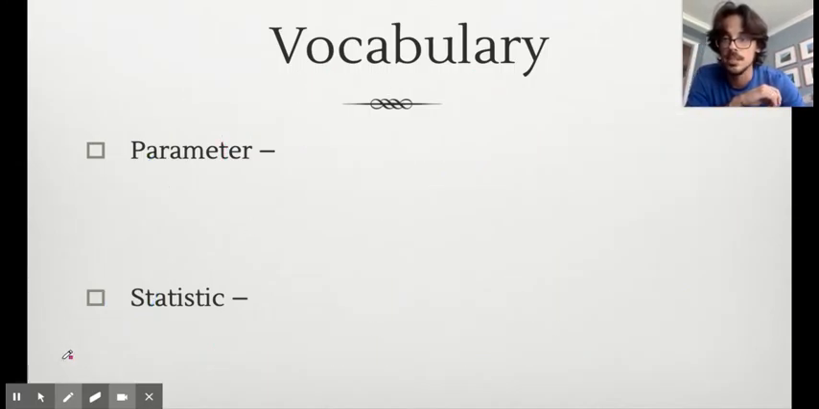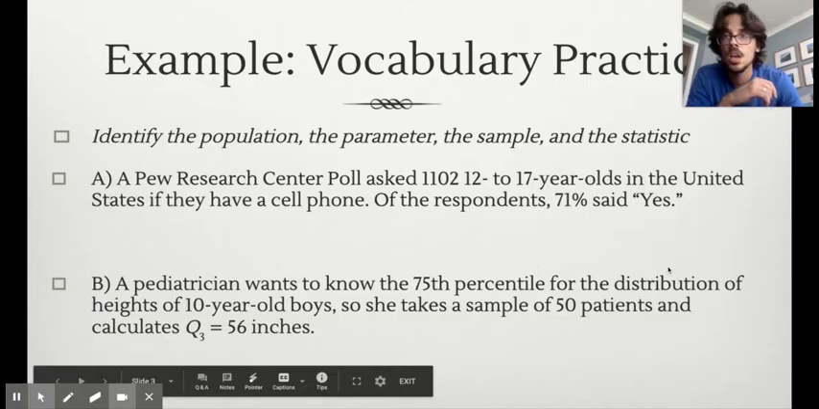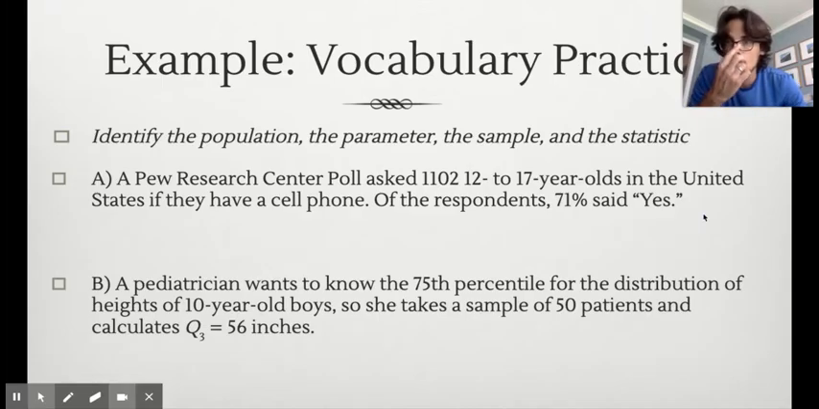So let's practice these with a couple quick examples here. This first one I'll talk through with you guys, and then I'll have you try the second one yourself. We are going to identify four things. What is my population? What's the parameter that I care about? What's my sample? And what's the statistic that I care about? Those four things for this problem. In a Pew Research Center poll, Pew Research is a very famous data collection company that does a lot of surveys, they asked 1,102 12 to 17-year-olds in the US if they have a cell phone, and 71% of them said yes.